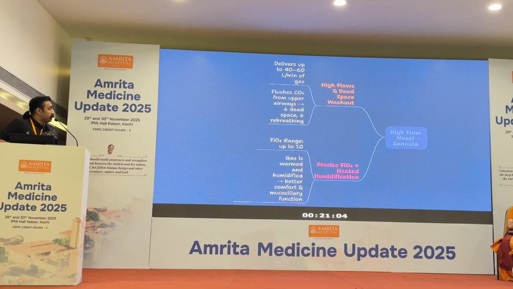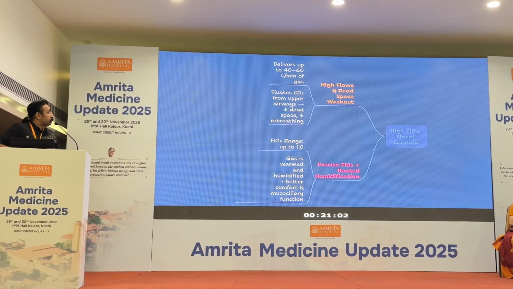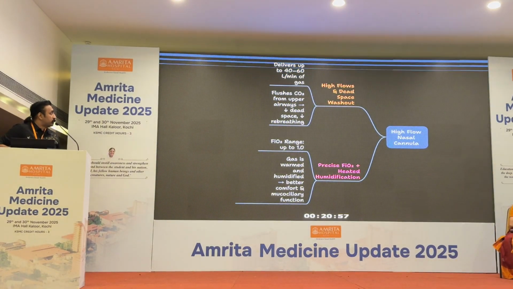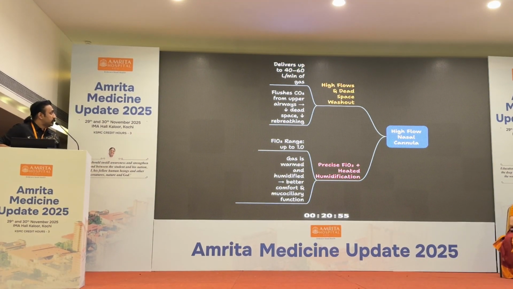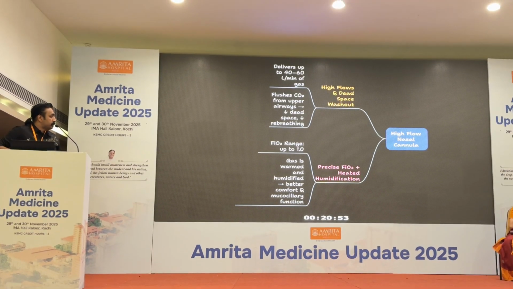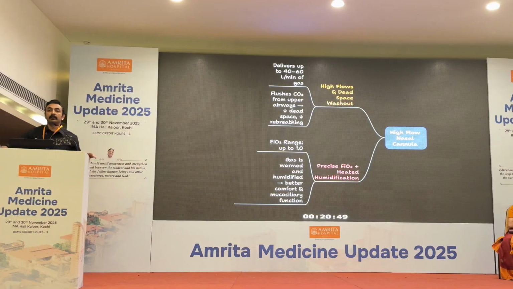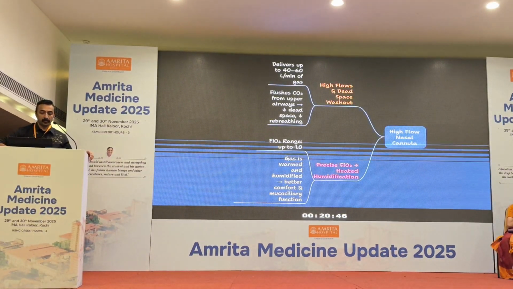So remember 2 things here. You have a high flow and dead space washout. So this can deliver close to 40 to 60 liters per minute of gas. This flushes the carbon dioxide, and also there is a precise FiO2 and heated humidification. So technically you can reach close to 100% of FiO2 with an HFNC.